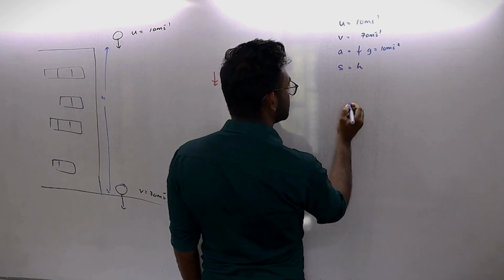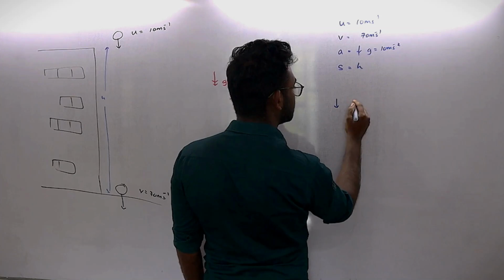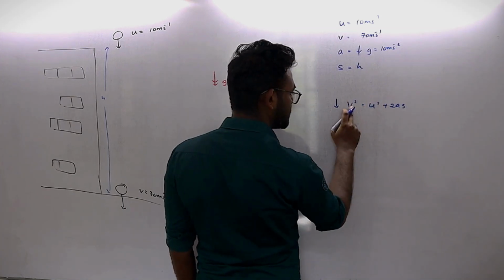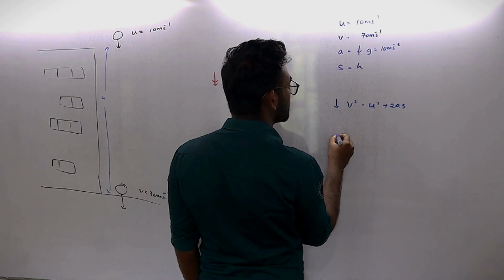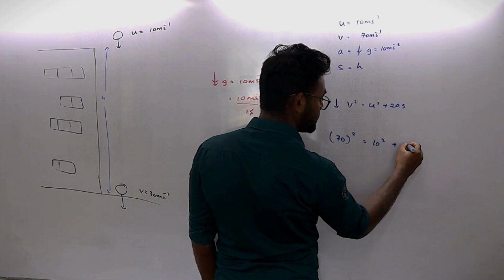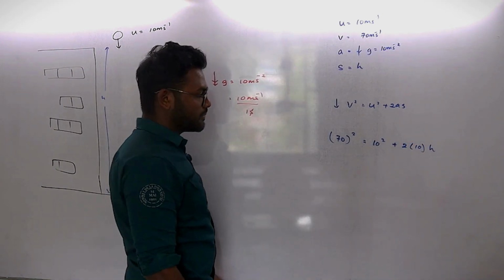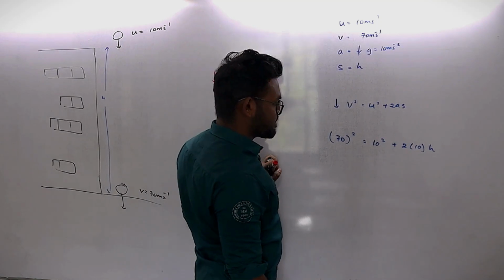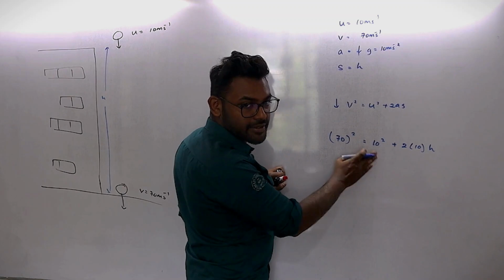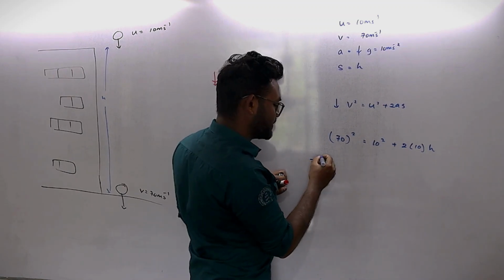Yeah, okay. So downwards you can put V squared equals U squared plus 2AS. And this is 70 squared equals 10 squared plus 2 into 10 into H. Are we going to take it as 4,900 and here 100? That's totally fine to do like that. But let me show you a trick.